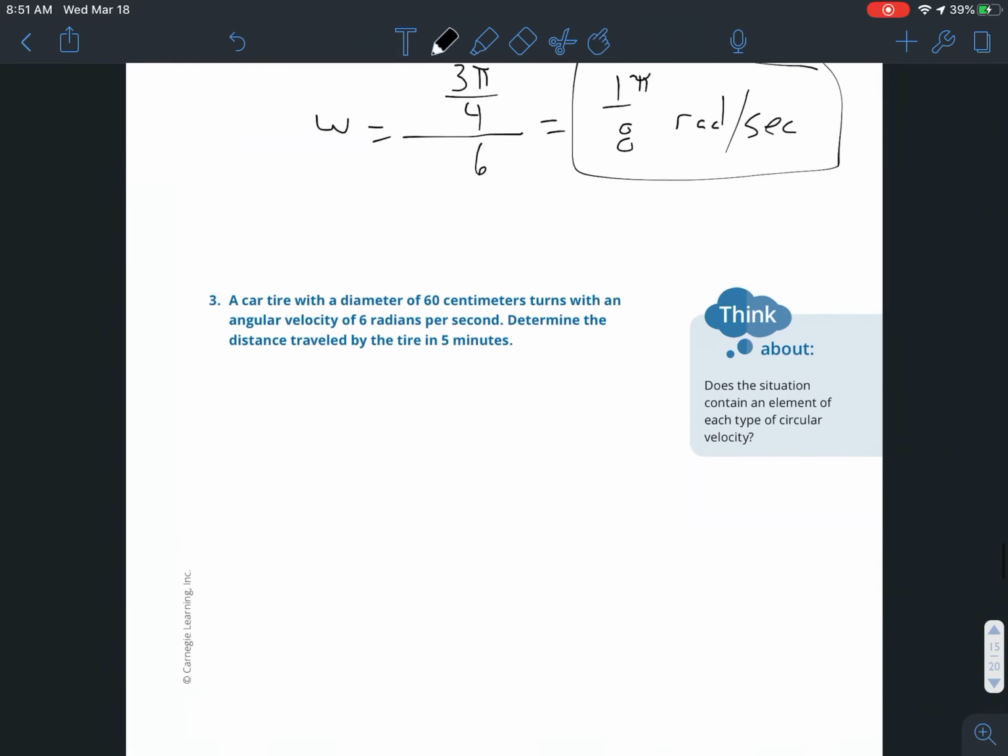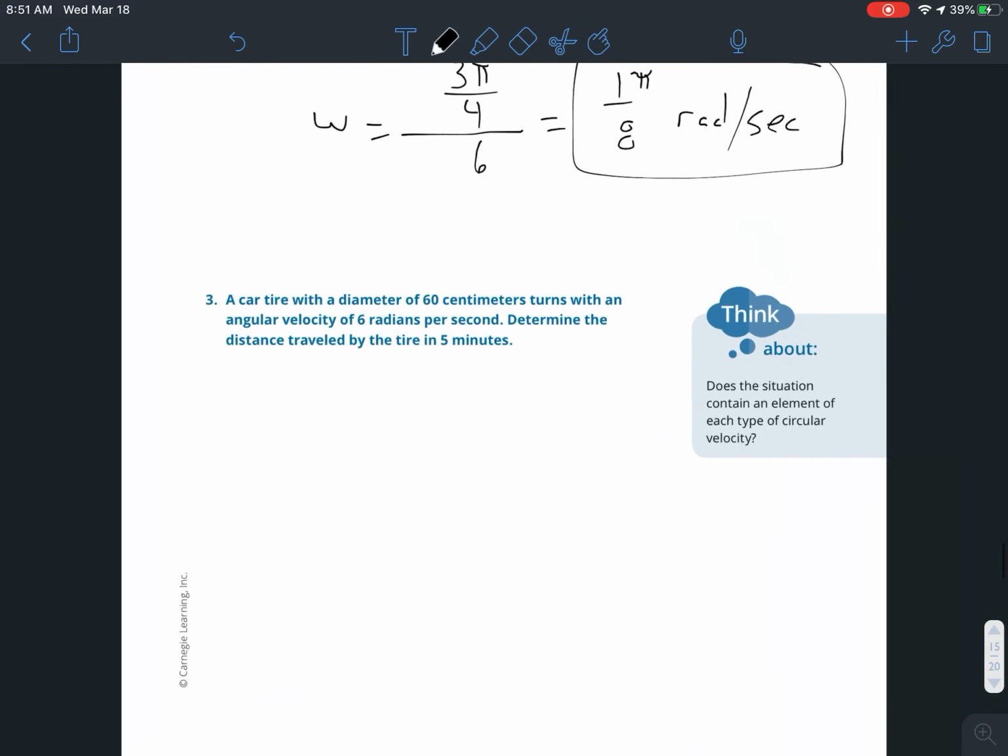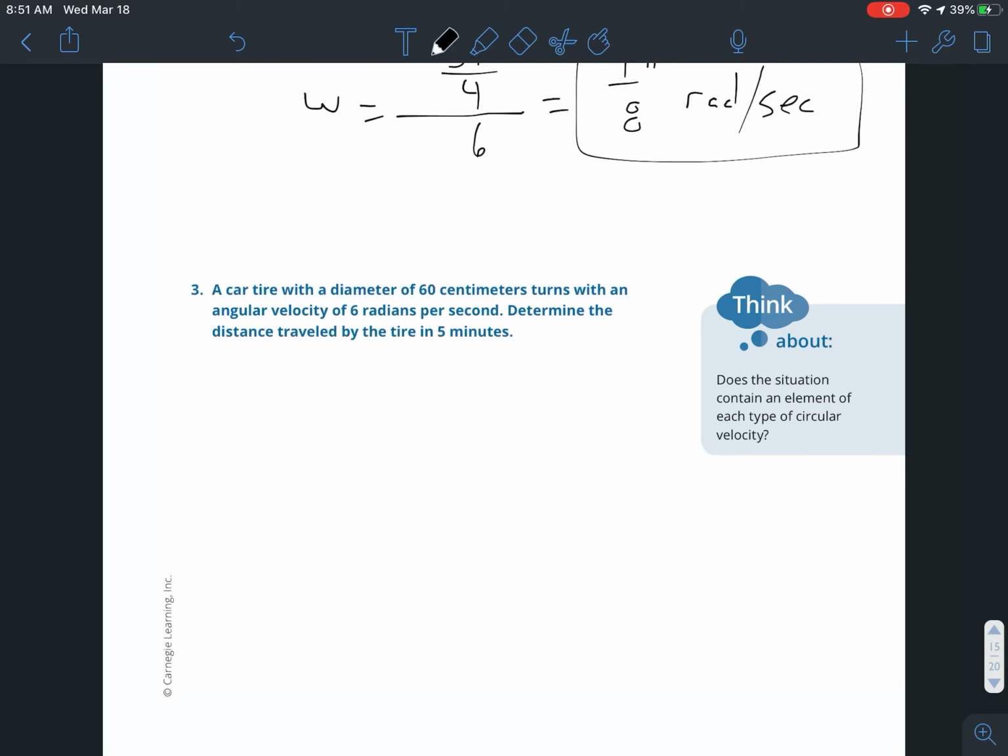If we look at 3, because 3 is our last one we're doing today, it says a car tire with a diameter of 60 centimeters turns with an angular velocity of 6 radians per second. Determine the distance traveled by the tire in 5 minutes. So we have 6 radians over 1 second.